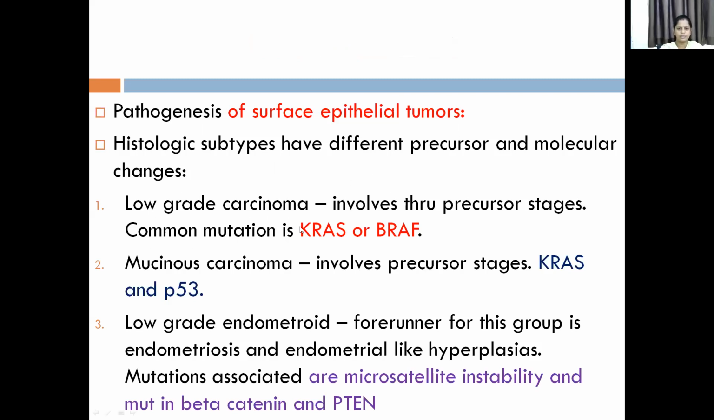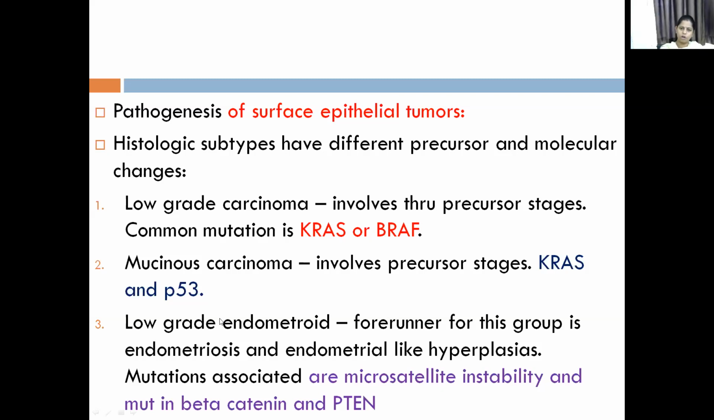Low grade carcinomas usually are preceded by some precursor stage. Okay, the common mutations in the low grade carcinomas are KRAS and BRAF. Just remember the names KRAS, BRAF. Okay, mucinous carcinoma is associated with KRAS and P53.